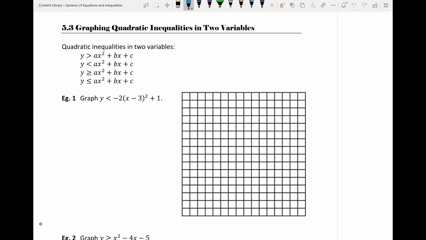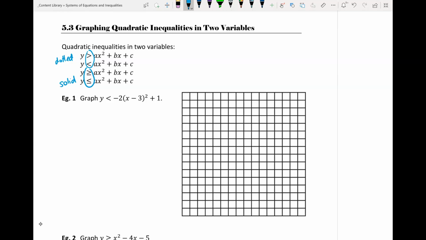Before we begin, just a reminder that if we have strictly greater than or strictly smaller than, you're going to have a dotted line. Or if you have greater than or equal to or smaller than or equal to, you're going to have a solid line. So the same thing applies. Now we are going to graph quadratics here, and you do need to remember our quadratics unit to do this.